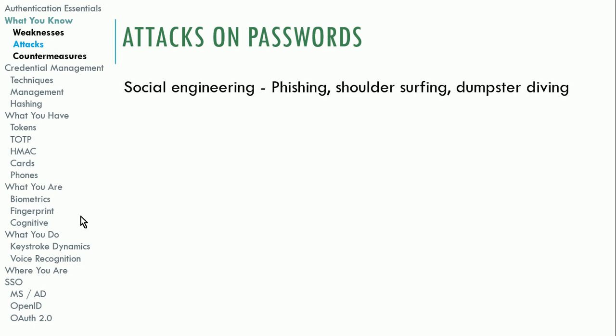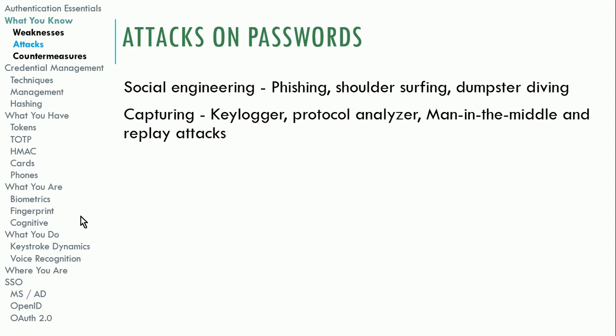Some of the attacks on passwords: probably one of the easiest ways to attack passwords is going to be social engineering, which we've talked about previously. With social engineering, you can use phishing emails, shoulder surfing, in other words, looking over their shoulder, or dumpster diving to find evidence of anything that might indicate what passwords are.